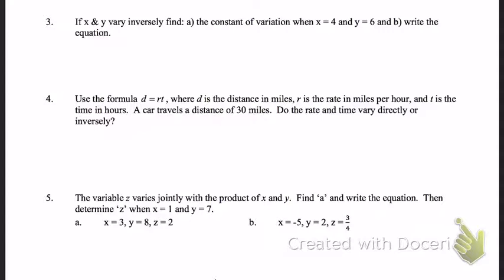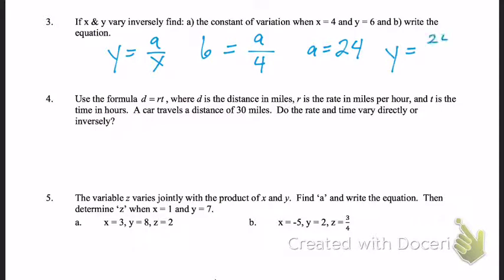Okay, so it says if x and y vary inversely, find the constant of variation. So we're going to set it up like the last problem. And it gives me x and y. So y is 6, x is 4. So A is 24. And then the equation would be y equals 24/x.